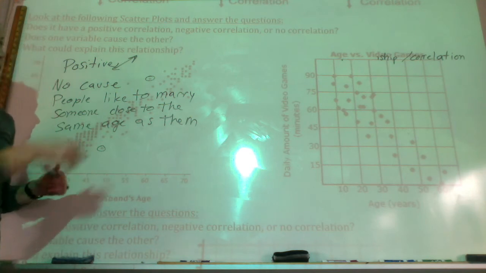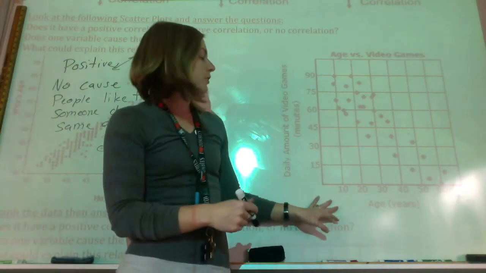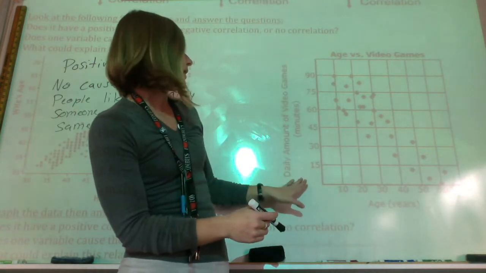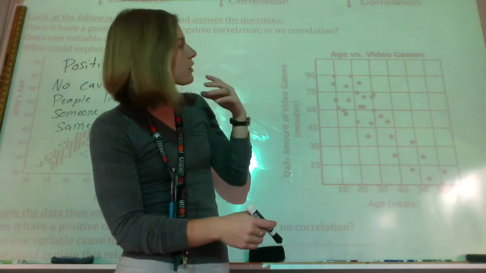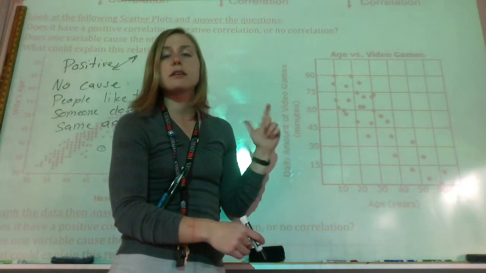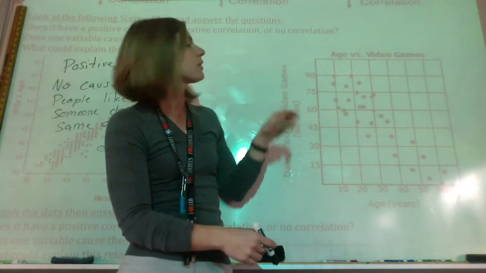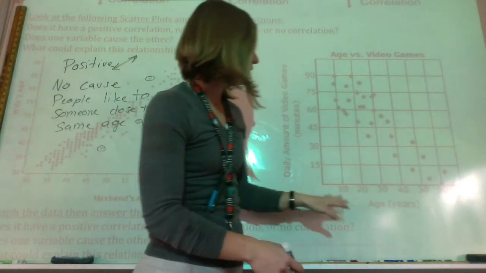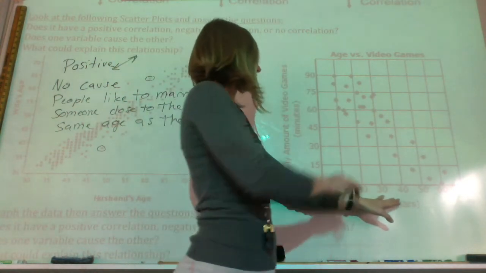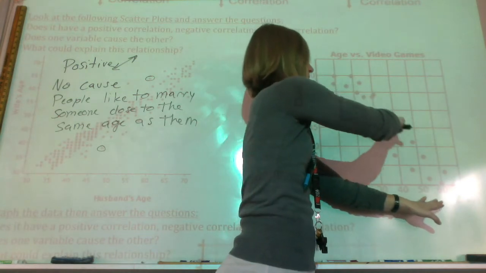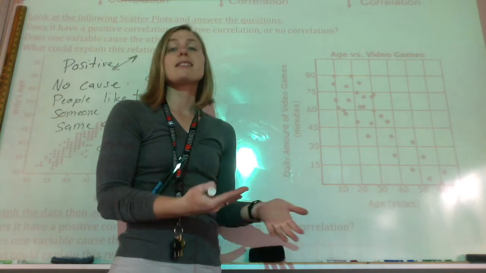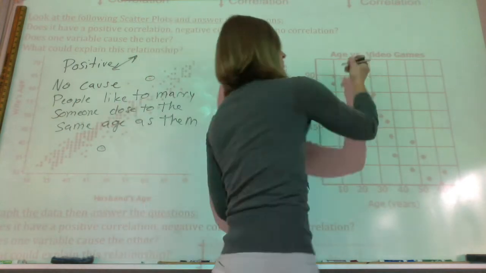Let's take a look at another one. Here we have a graph of age as it's increasing and the daily amount of video games being played. So first question, is this a positive, negative, or no correlation? We have this trend that's going down. It's looking like as age increases, the amount of time people spend playing video games is going down. So if one's increasing and the other's decreasing, then this is a negative correlation.